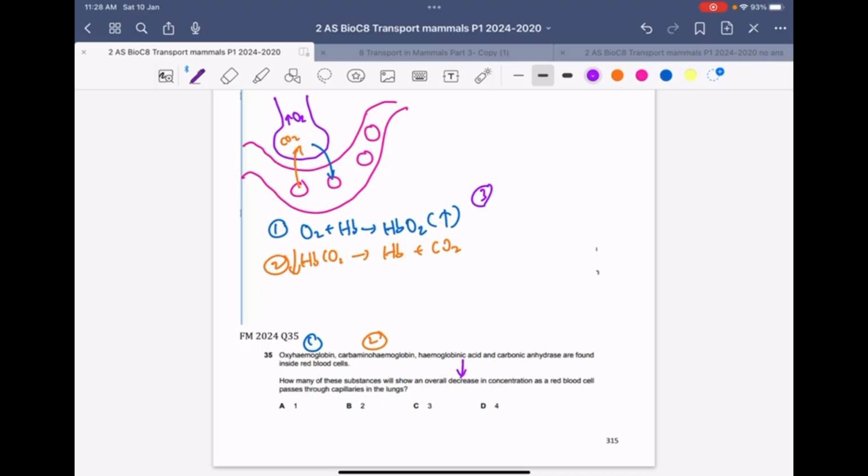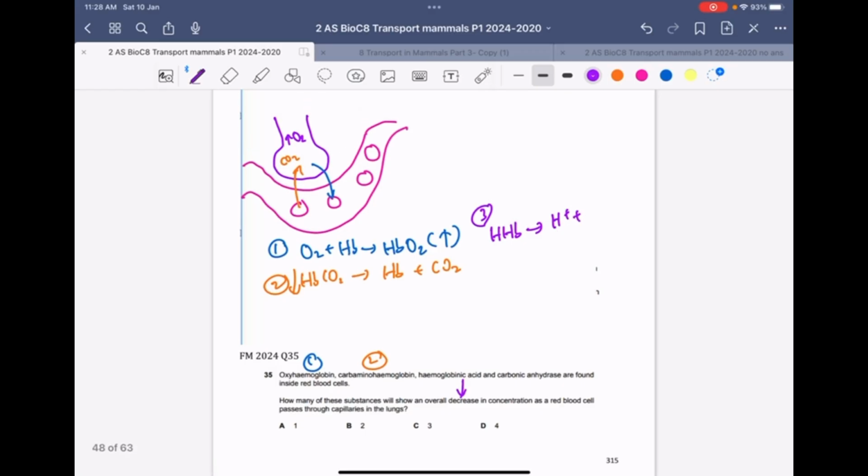So hemoglobinic acid acts as a buffer. It is a buffer carrying the hydrogens combined with the hemoglobin. So in the lung, the H+ must be released, which is the hemoglobinic acid. It needs to undergo dissociation.